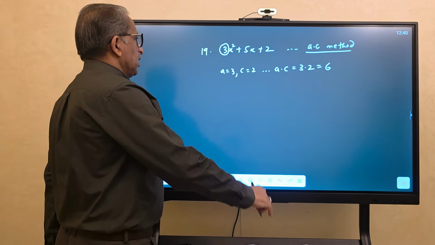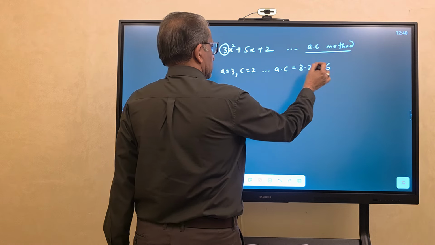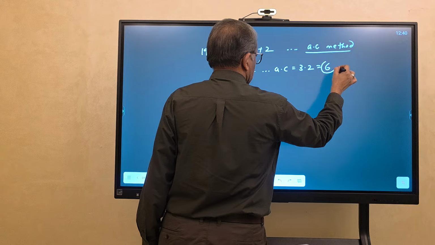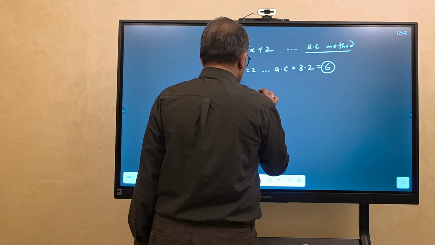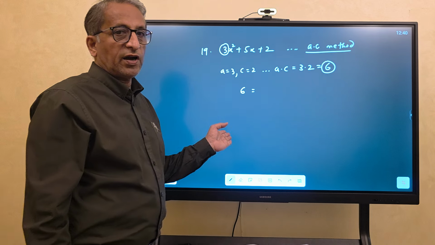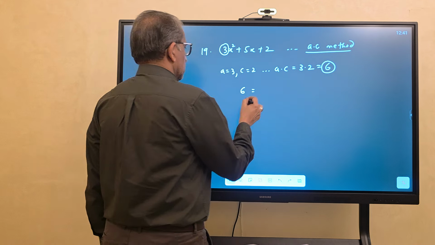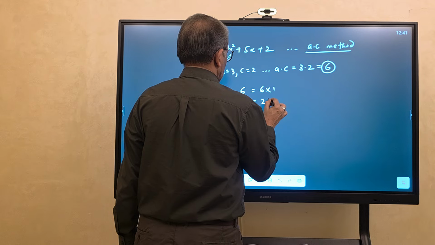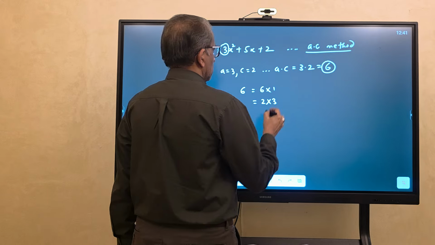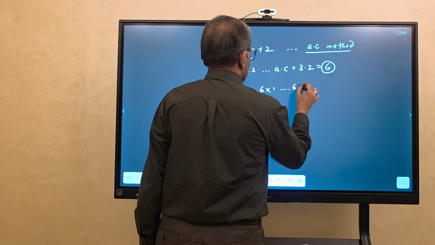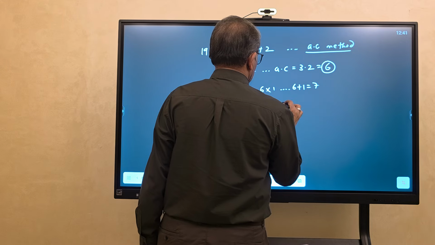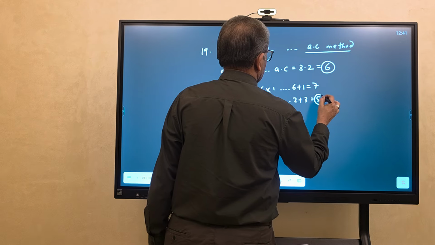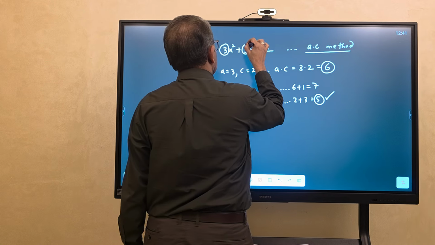Then this number, whatever I get by multiplying A and C, I have to find the factors of that number. What are the factors of 6? 6 and 1, and 2 into 3. But you see, 6 plus 1 is 7, and 2 plus 3 is 5. I will select this, because your middle term is 5.